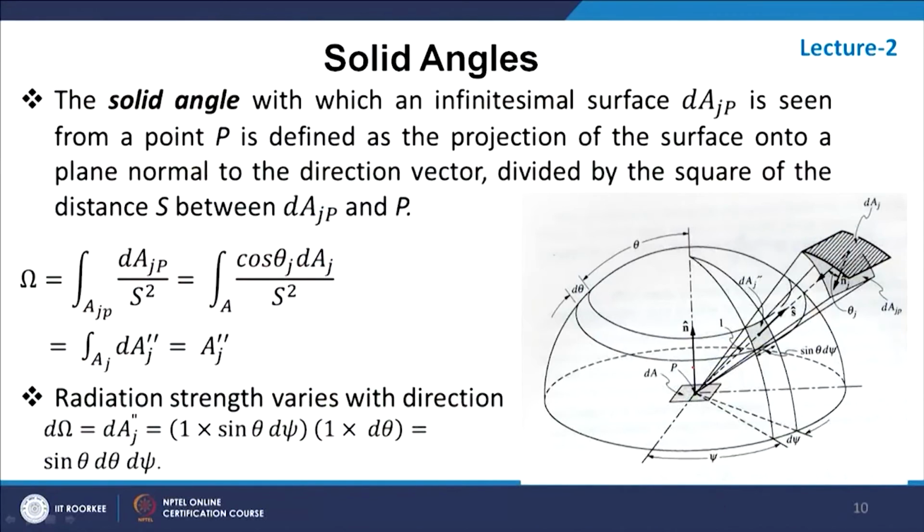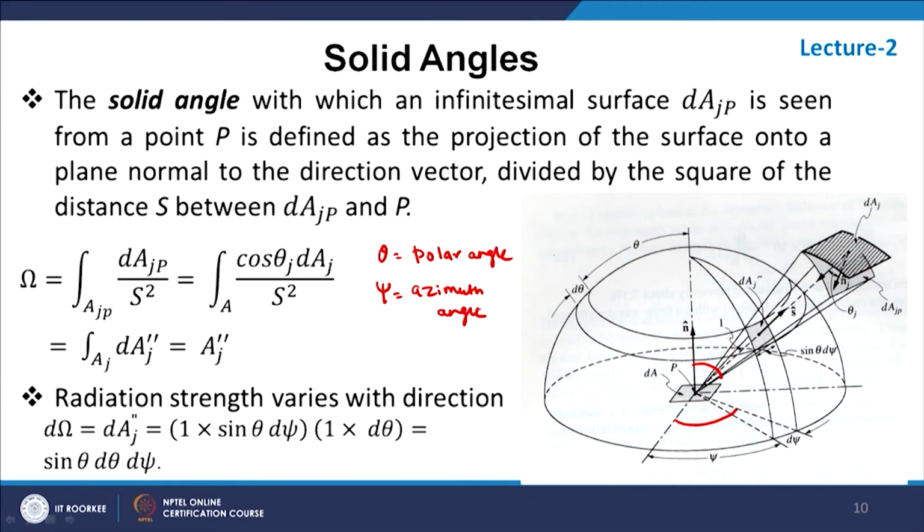So, what we basically mean by solid angle is in spherical coordinates. In spherical coordinates we have basically two angles. One is the polar angle taken from the normal, and one is the azimuthal angle taken from some arbitrary direction in the given plane. So, theta is the polar angle and psi is the azimuth angle.